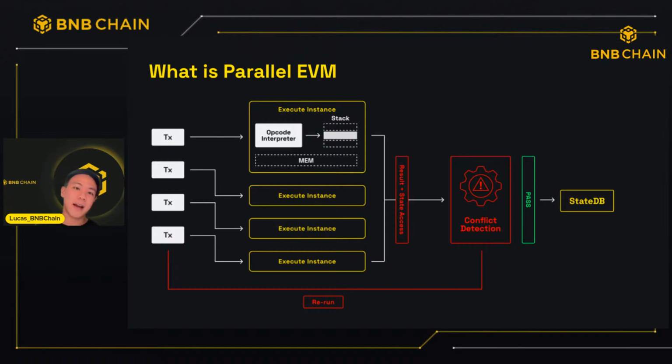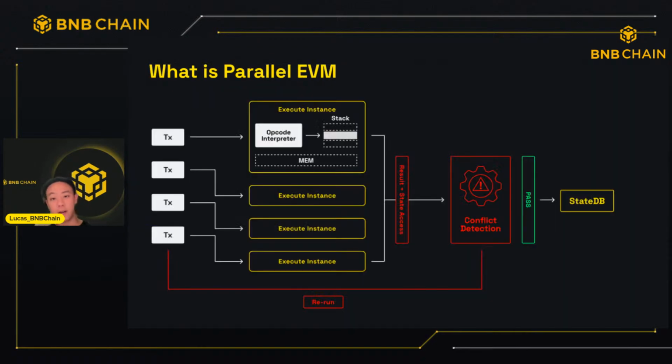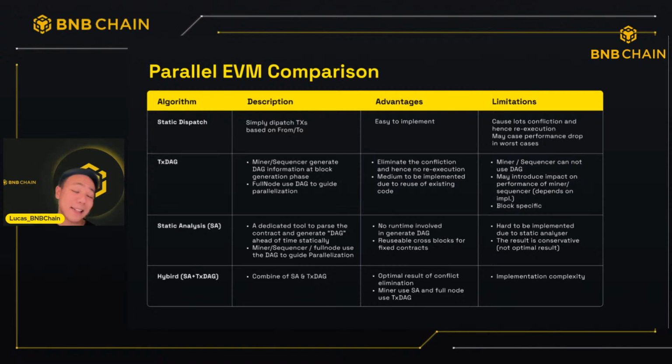You pass it through the execution instance, and what typically happens is this. Let's say transaction 2 is dependent on transaction 1. We'll run transactions 1 and 2 in parallel, and the conflict detection system will notice that transaction 2 cannot be executed first. So it will take transaction 2 and rerun it from the start. This is how a typical parallel EVM would work. However, it causes plenty of conflict detection, and it is inefficient.